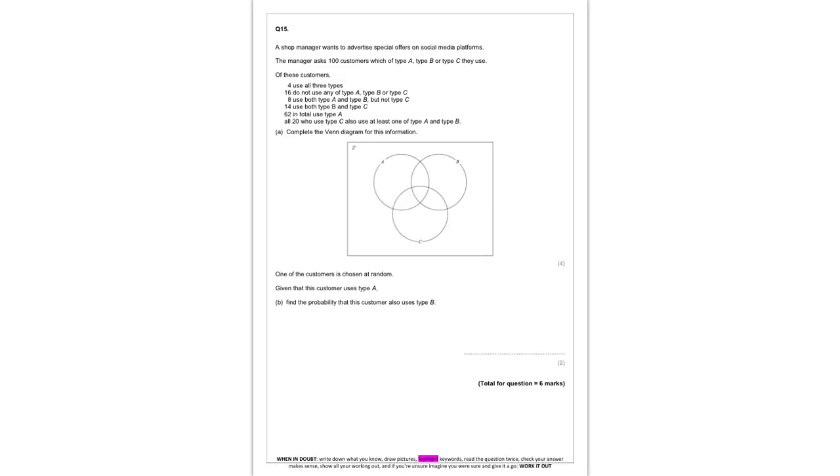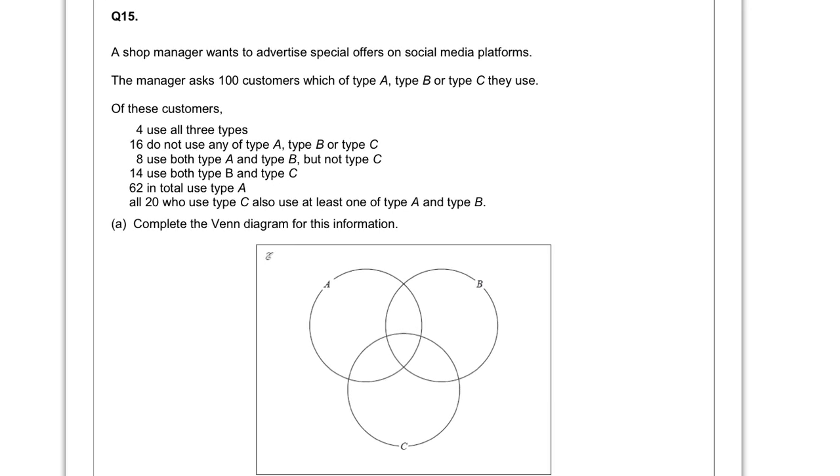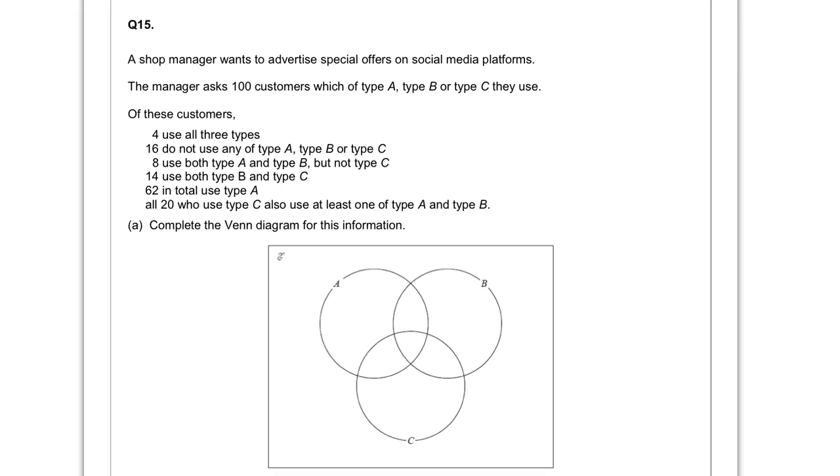Okay, Venn diagrams and sets. They put these in every year, sometimes slightly differently, but understanding how to draw this is really good. So first of all, read the question. Search for the one that says 4 uses all 3 types, because that's going to give us our starting point. Okay, and then we're going to highlight them.